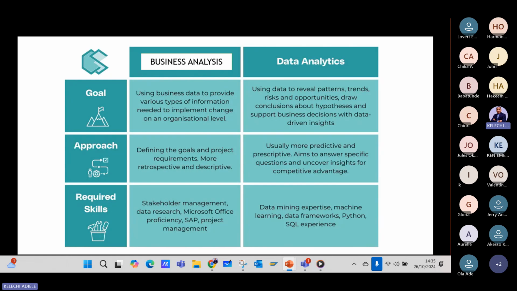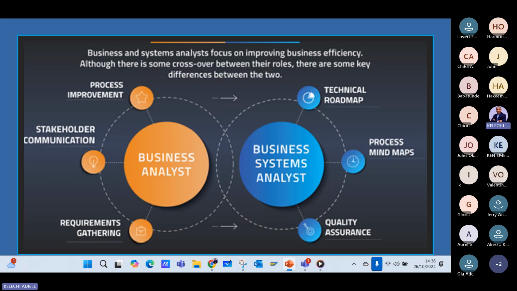Then we have business analyst and what we call business system analyst, which is basically IT analyst, right? You can see that for the BAs, we know it's about process improvement, stakeholder communication, requirements gathering. The business system analyst or IT analyst are focused on technical roadmap, process mind maps, and quality assurance. We'll see briefly how these two sit.